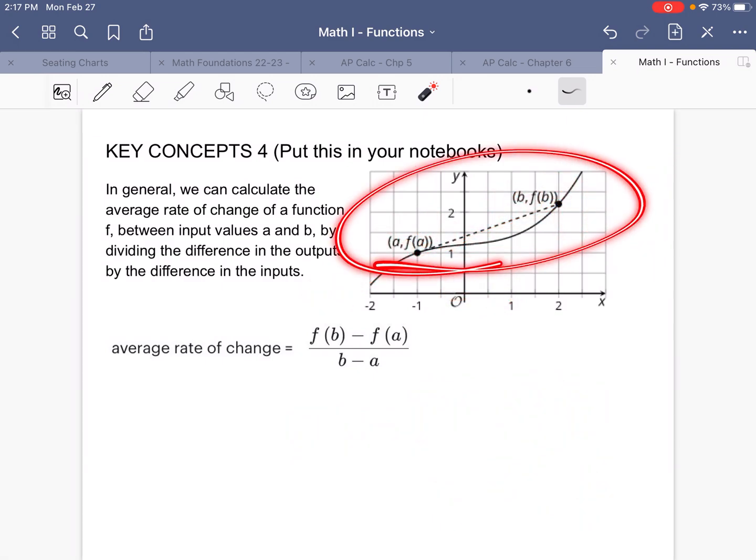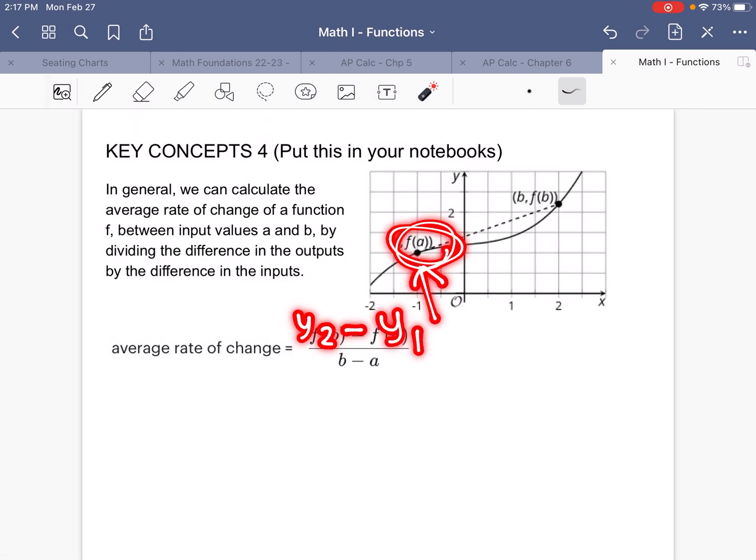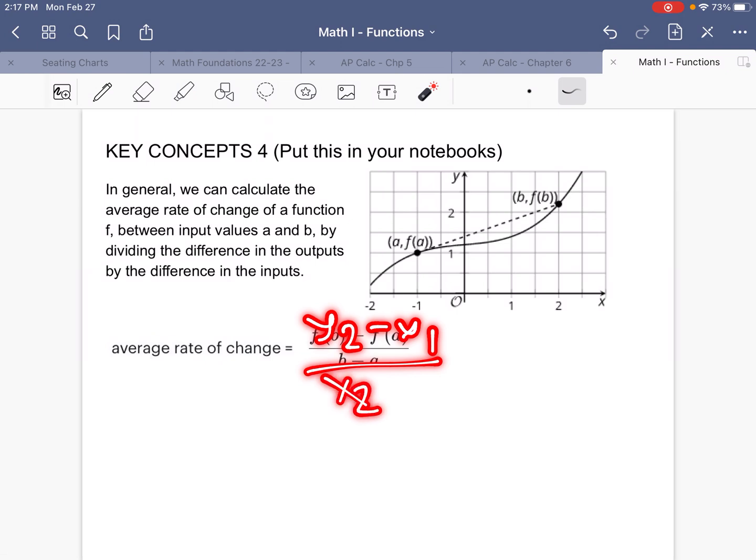However, we have a slightly different way of writing that out in terms of function notation. But this is exactly the same thing. f of b is the y value at this second point, so that's like y2, minus f of a, the y value at the first point, so that's like y1. And then b is my x coordinate at this second point, and a is the x coordinate at the first point. So b minus a is the same as x2 minus x1. And that's how you calculate it.